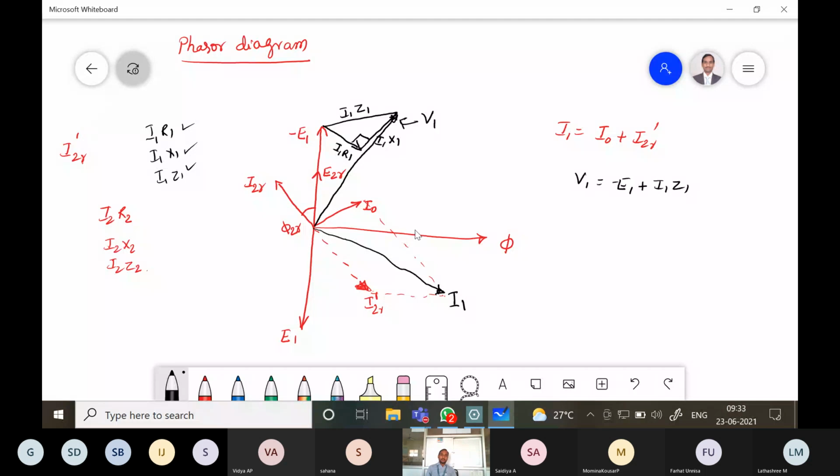So the angle between V1 and I1 is called phi 1. Angle between V1 and I1. Okay, so this is the phasor diagram of the induction generator.